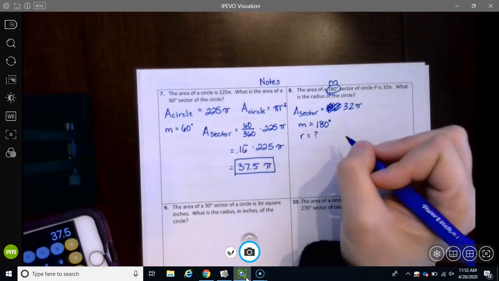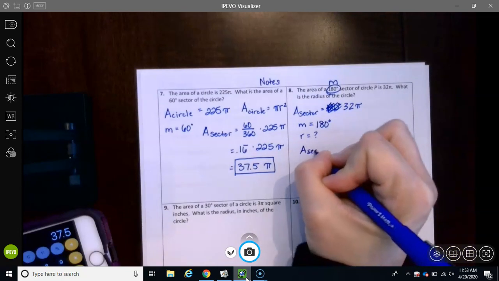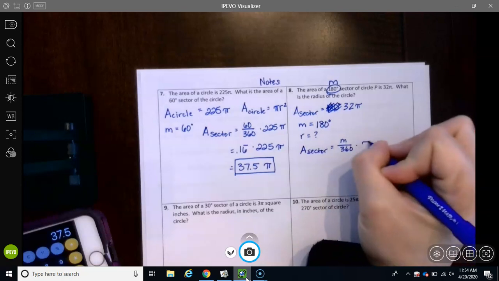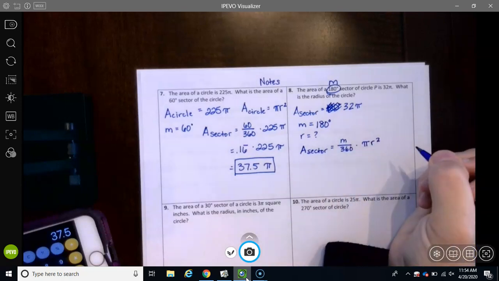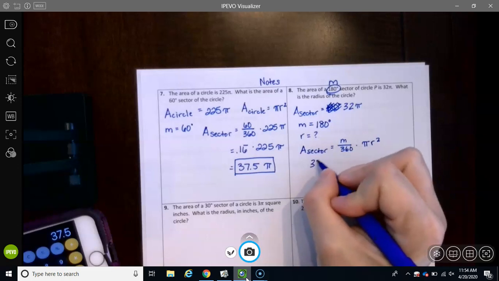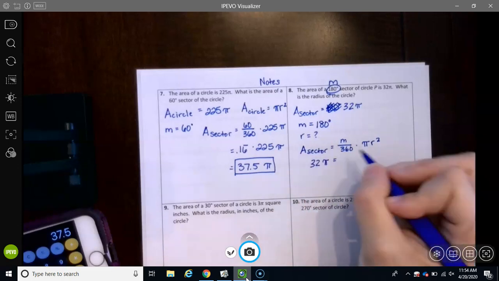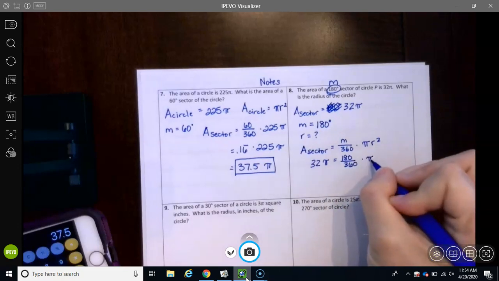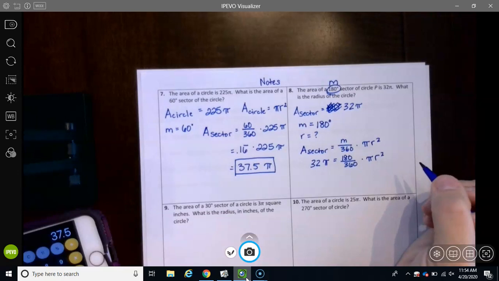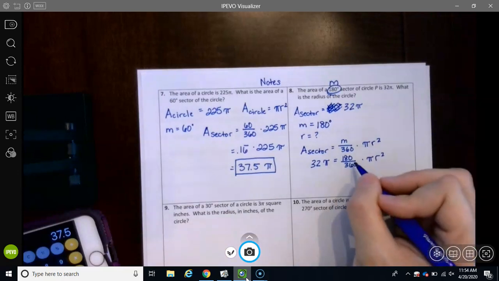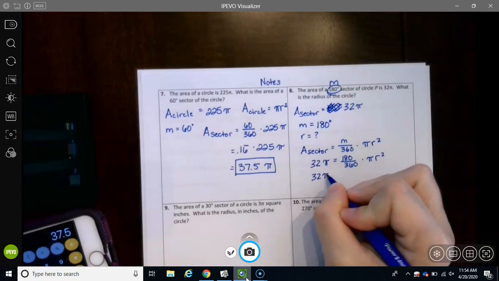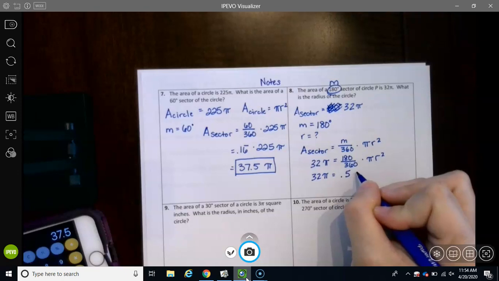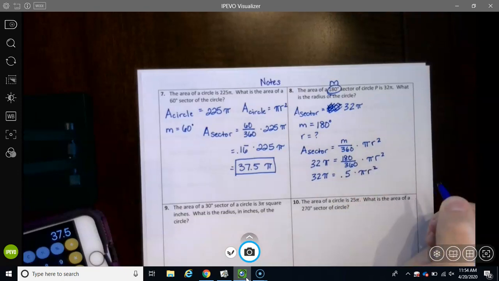So using the area of a sector formula, area equals M over 360 times pi r squared. We're going to plug in what we know and solve for what we don't. So this is 32 pi, M is 180, and then our goal is to solve for r. So bring down the 32 pi. 180 over 360, when I divide that out, I get 0.5. And then we have that times pi r squared.